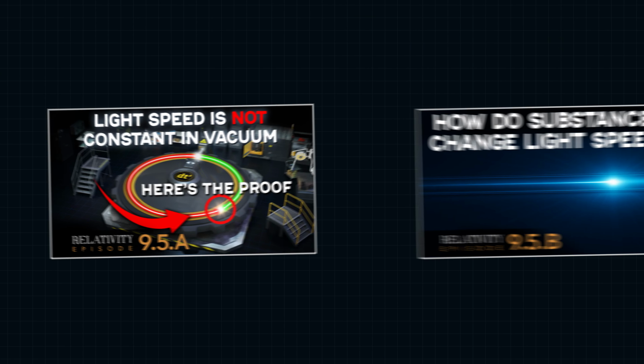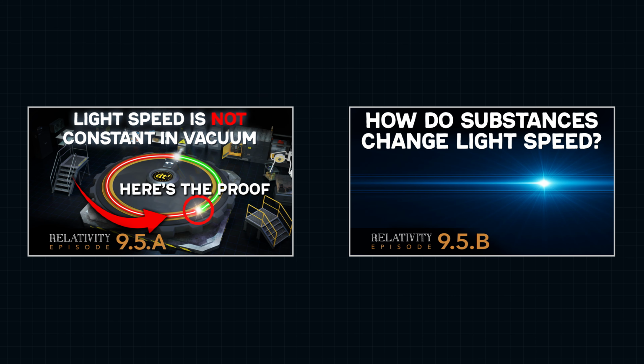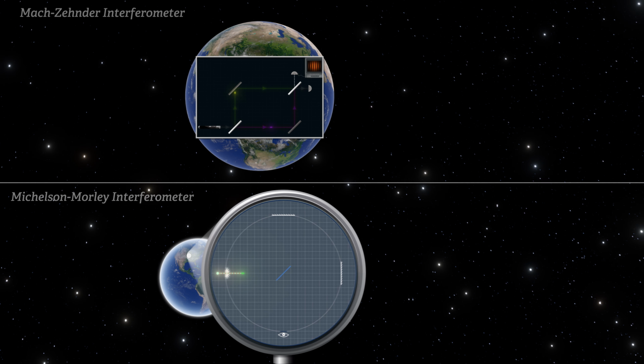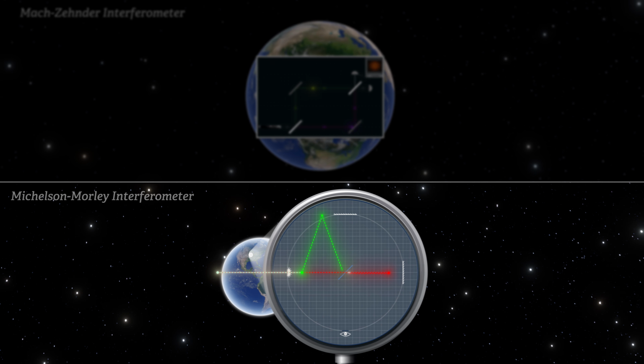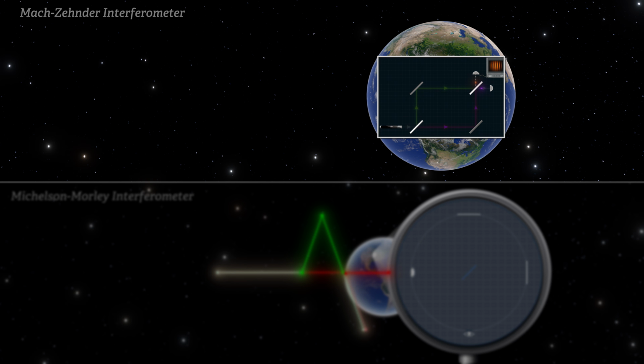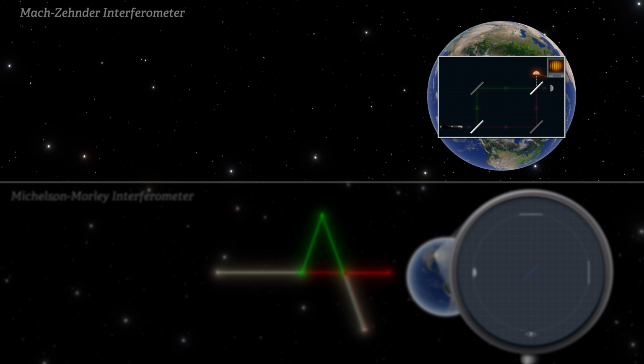Now, we've talked about beam splitters and interference patterns in episodes 9.5a and b, so if you're not familiar with them, please take some time to review those episodes. The difference between a Mach-Zehnder interferometer and a Michelson interferometer, the type that's used in the famous Michelson-Morley experiment, is that the light signals in a Mach-Zehnder interferometer do not make a round trip through space. You've heard me explain in episode 9.5a why round-trip light speed will always come out to speed c. So if we have any hope of demonstrating light speed anisotropy on the Earth, we need to use one-way paths.